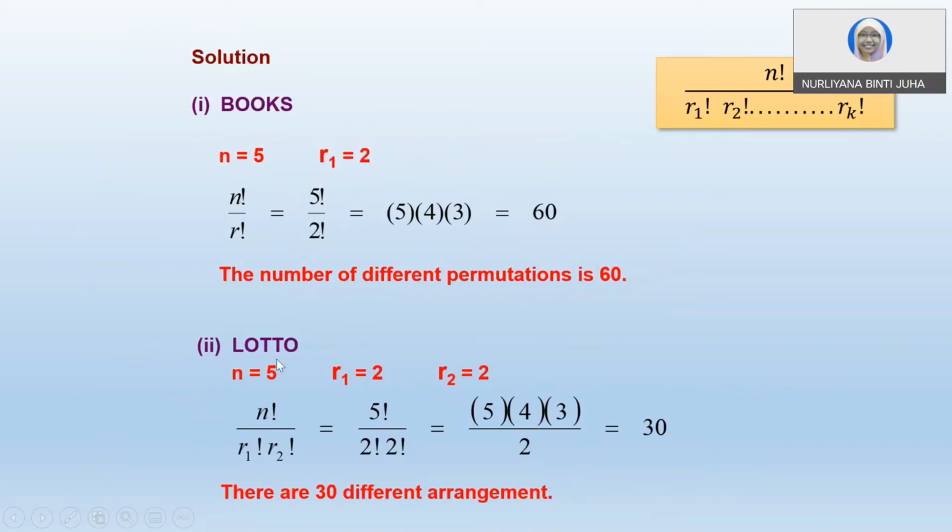And for lotto, we have 1, 2, 3, 4, 5. 5 alphabets. So the N is 5. And for the first repeated object is O, kan? 2. O ni berulang sebanyak 2 kali. So 2 over here. The other object yang repeated is T. This is for T, ya.